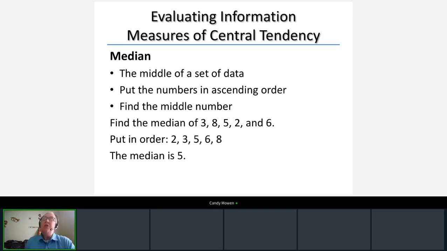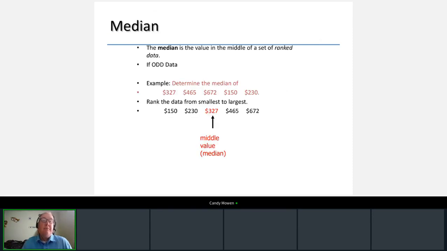The median is just what it sounds like, folks: the middle of the set of data. There are two things you have to consider when finding the median. Put the numbers in ascending order. Find the middle number. Here we have 1, 2, 3, 4, 5 pieces of data. There are 5. That is odd. Put the numbers in order: 2, 3, 5, 6, 8. Just look at the middle. The median is 5.